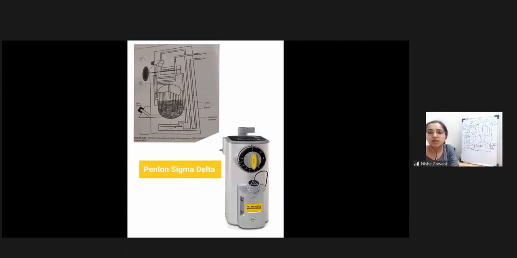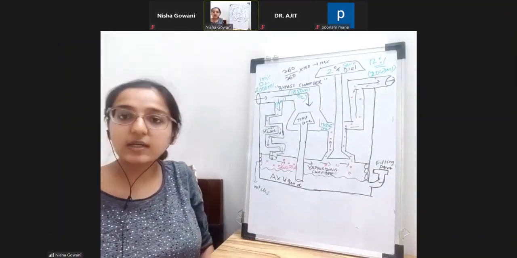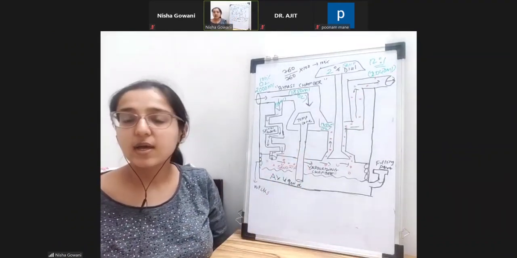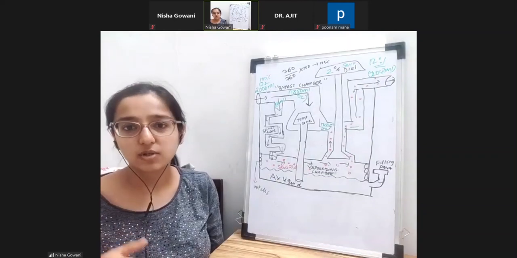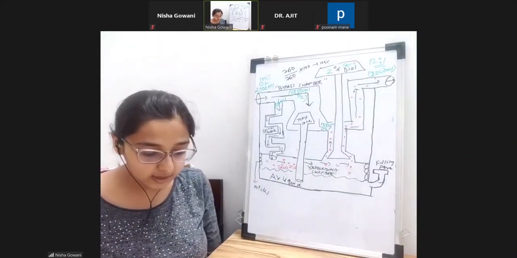This is Penlon Sigma Delta. Again, we are using this. Internally, all of them are running on this basic principle of variable bypass, though all of them have a different structure within themselves. So now just quickly we'll go through this.